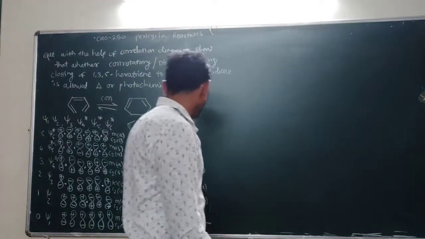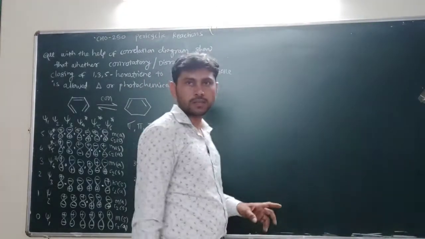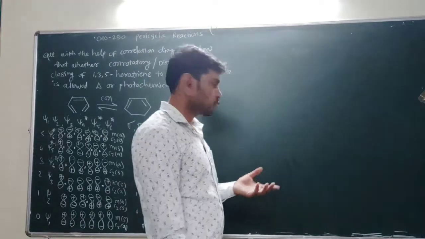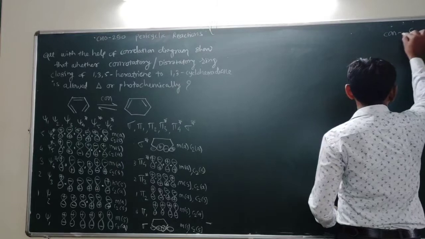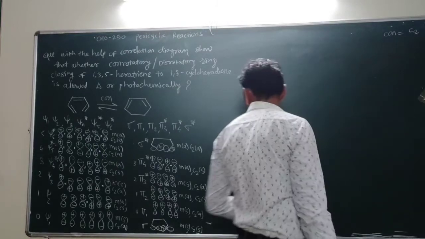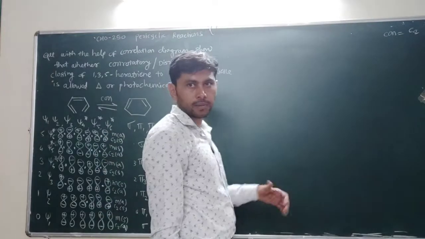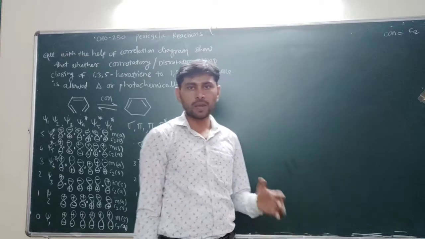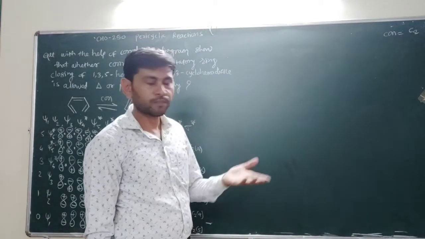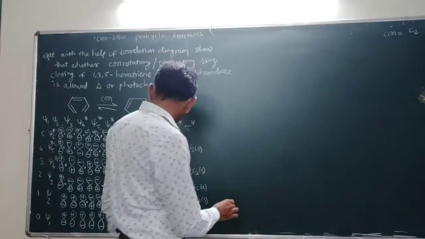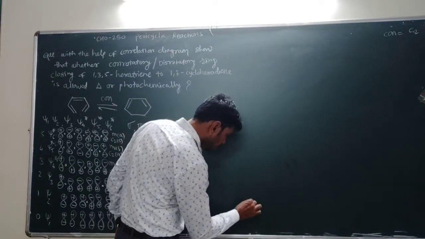Now we have to consider this reaction by conrotatory motion. For conrotatory motion, we know that it is always associated with C2 symmetry. So we have to consider all the C2 symmetries of reactant and product, correlate them, and find out whether this reaction is allowed thermally or photochemically. So first let's draw the reactant orbitals.